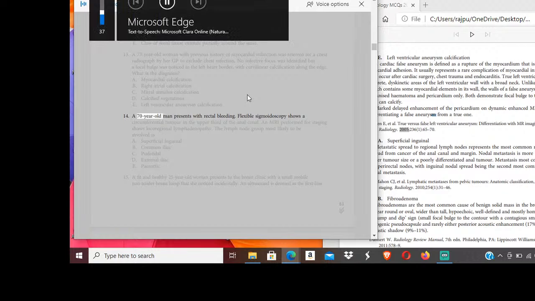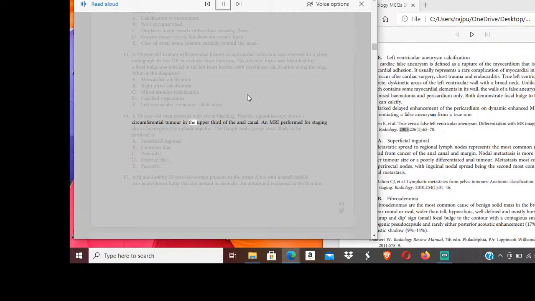14. A 70-year-old man presents with rectal bleeding. Flexible sigmoidoscopy shows a circumferential tumor in the upper third of the anal canal. An MRI performed for staging shows locoregional lymphadenopathy. The lymph node group most likely to be involved is A, superficial inguinal. B, common iliac. C, pudendal. D.